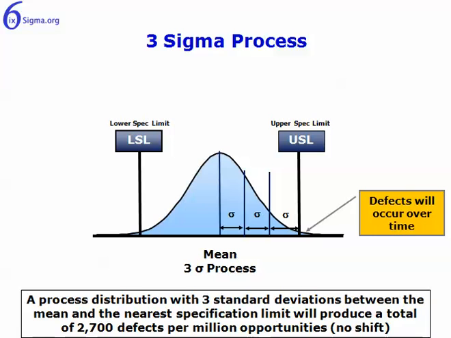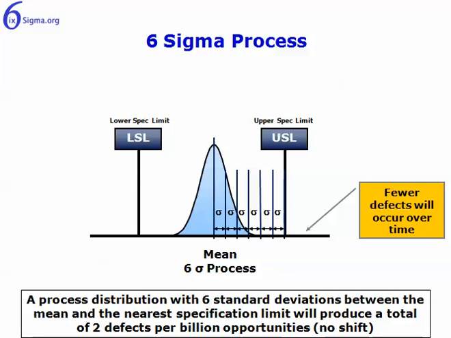And what I'm trying to determine here is, given my process and the distribution of my data, how many standard deviations fit between the mean, which occurs right here in the center, and the spec limit. In this case, I've shown the upper spec limit, but the same is true towards the lower spec limit as well. And if I can fit 3 standard deviations between the spec limit and the mean, then I've got a 3 sigma process.